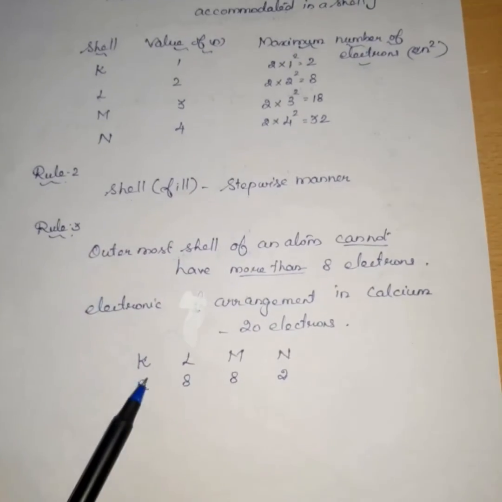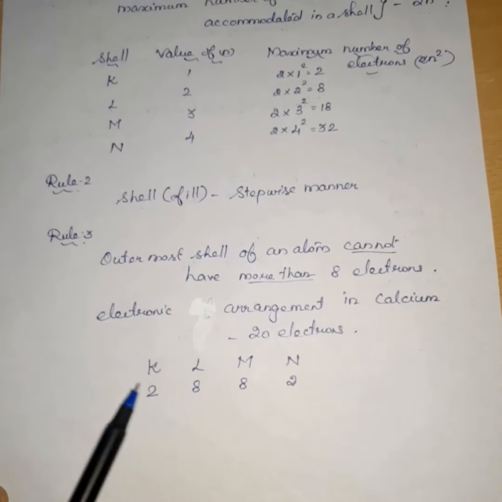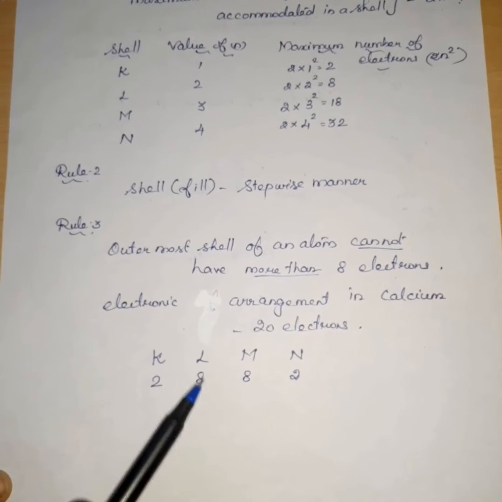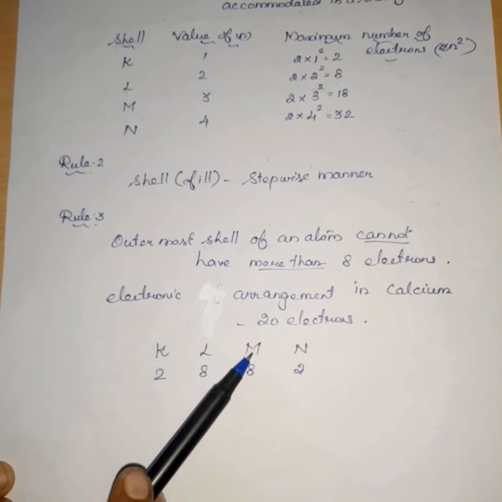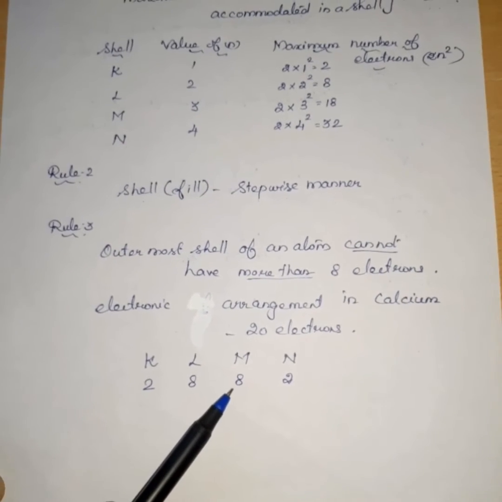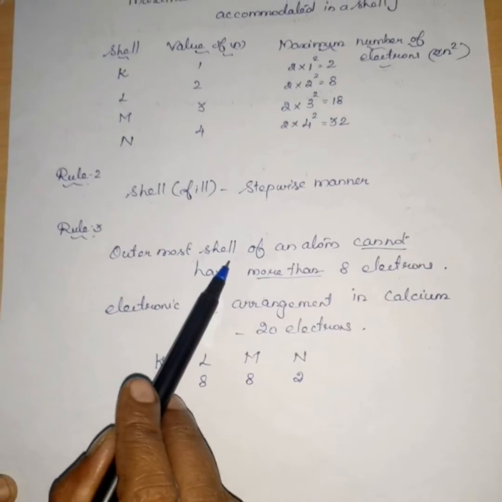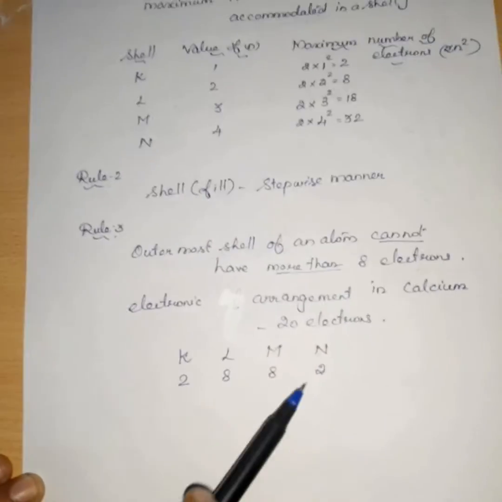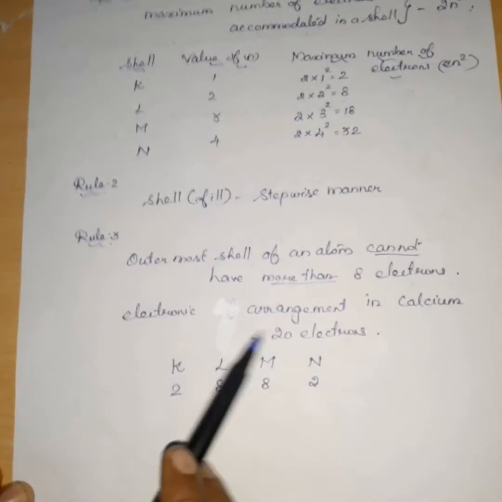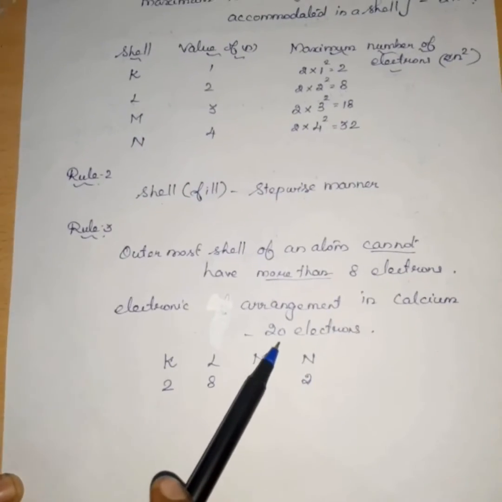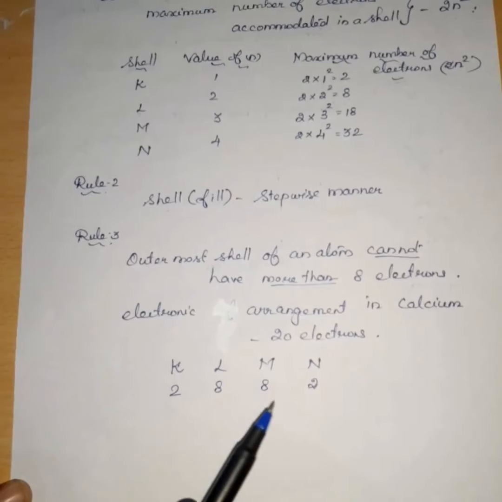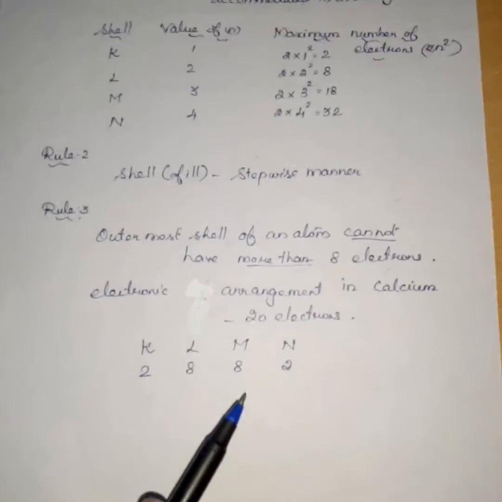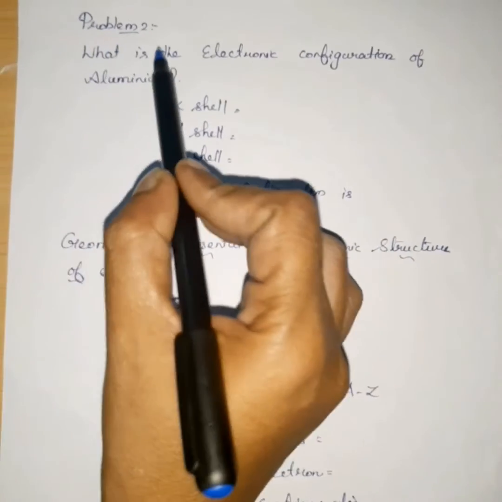So K, L, M, N, these are the shells. Here K is 2, next L is 8, M also remains 8 because the outermost shell of an atom cannot have more than 8 electrons. So the remaining is 2. Totally 20. Do you understand the 3 rules? Next we are going to study problem number 2.